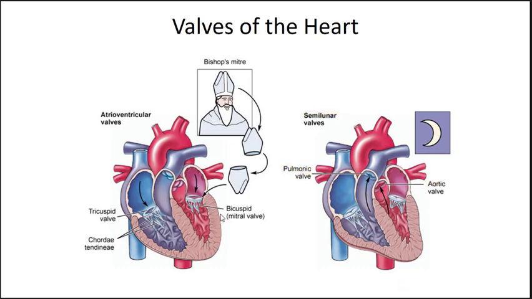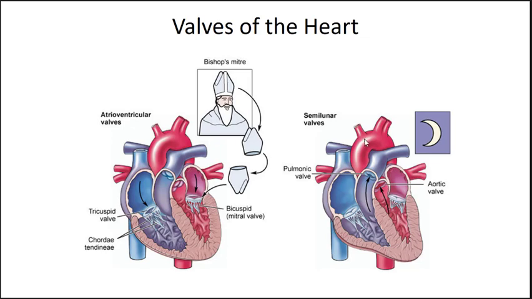So once again, as a repeat, what we have is a tricuspid valve and a bicuspid valve or mitral valve. These are collectively known as the atrioventricular valves because of their location, which allow for the movement of blood from one atrium into the corresponding ventricle. And then we have the pulmonic valve and the aortic valve, collectively called the semilunar valves because of the shape that they take on, which allow for blood to move from the ventricles out of the heart.